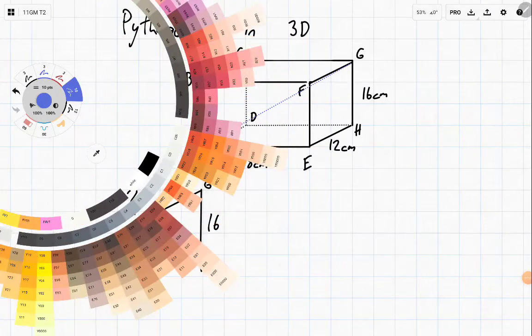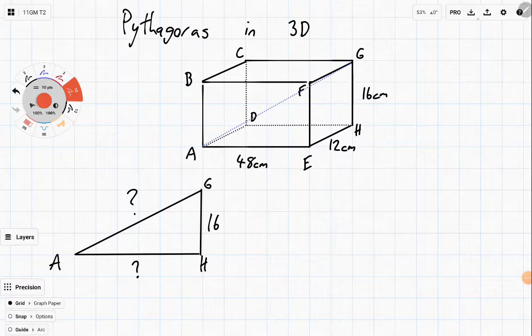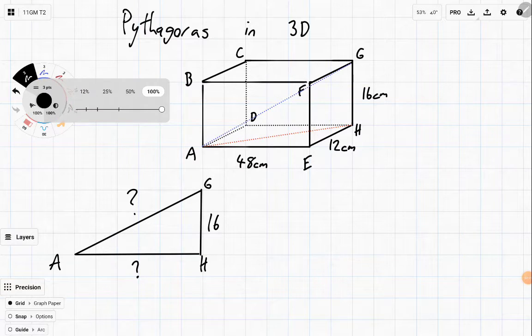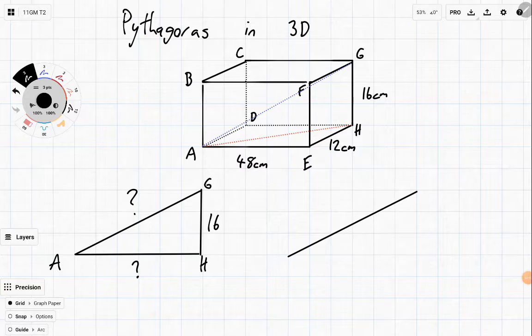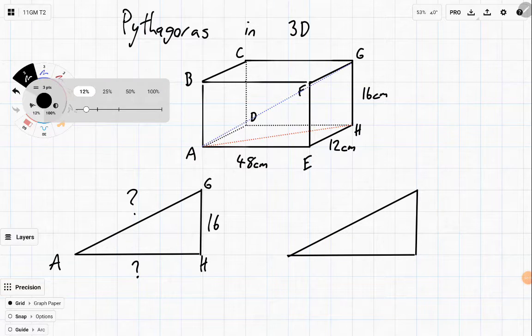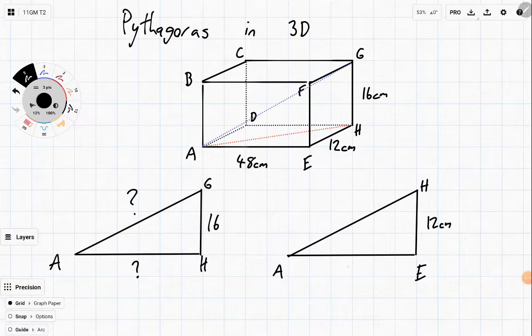Let me get a red pen. AH is this length here to this length here. Well, that's also part of a right angle triangle. Let's draw out that right angle triangle. A to H, once again, is the hypotenuse, H down to E, and then E across to A. So A, E, H. Now EH we know is 12 centimeters, and AE is 48 centimeters.